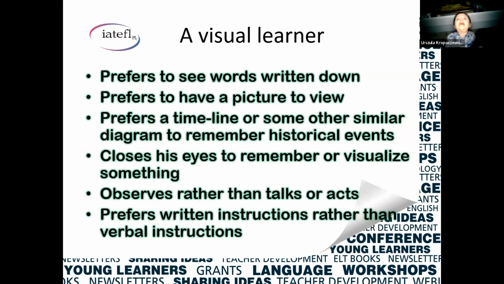So now something about visual language learners. They prefer to see written words, okay? They prefer to have a picture. They will close their eyes because they want to see the picture in their brain, okay? So sometimes, when they try to remember or learn by heart the words, they also look at the word, look at the picture, and they close their eyes because something is happening in their brain. They will have to visualize the word, okay?